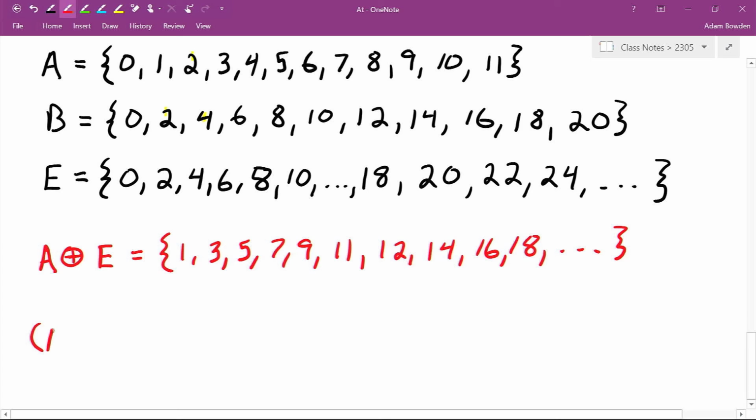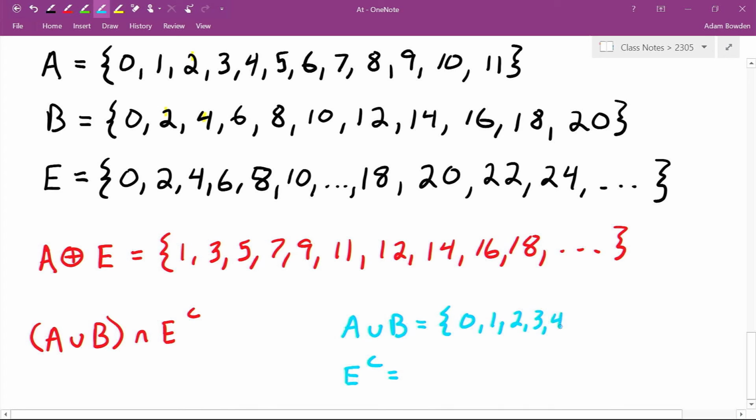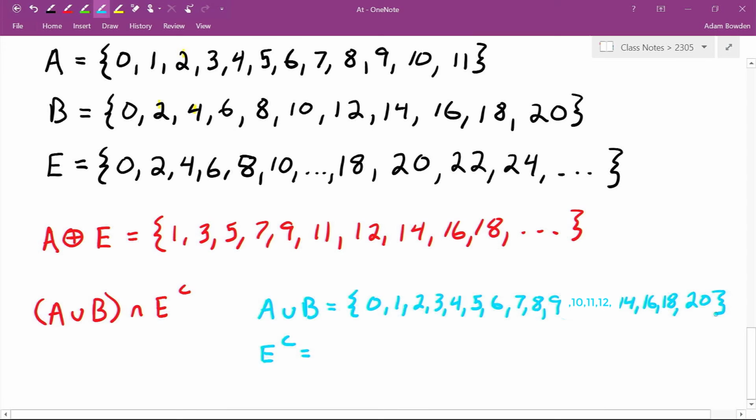Let's look at one more here that goes A union with B, intersect with E complement. Before getting started, let's write down what A union B is equal to, and let's think about what E complement would contain. A union B would be 0, 1, 2, 3, 4, 5, and we'll just write all the numbers out here. So A union B looks like both A and B put together. E complement will be all the natural numbers not contained inside of E. E contains all the even natural numbers, so E complement would be all the odd natural numbers.